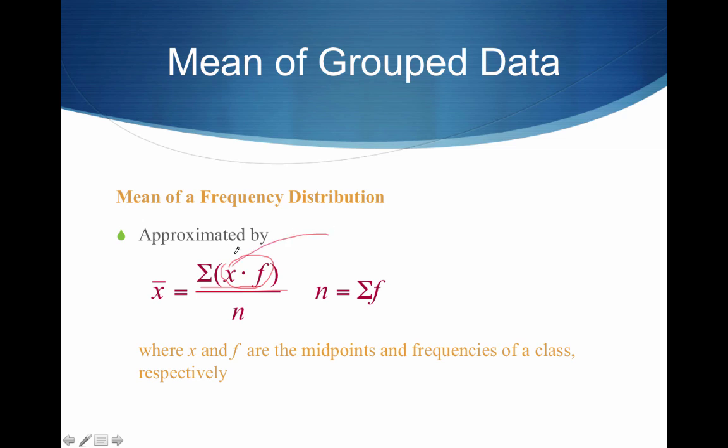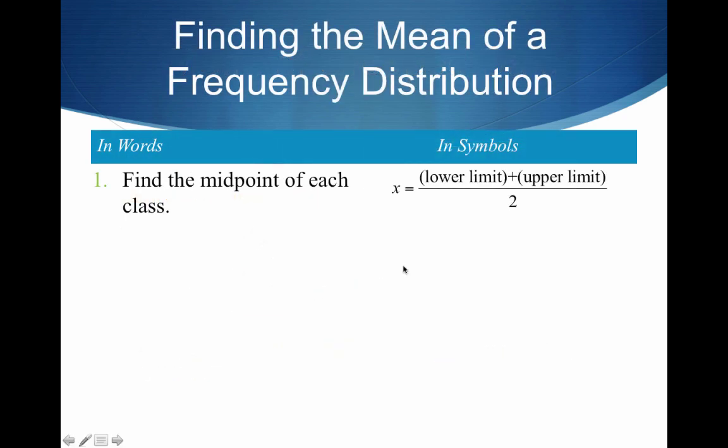This x is going to be the midpoint of the class. So again, we're going to use the midpoint of the class and the frequency of the class. We're going to multiply the midpoint times the frequency, add them all up, and divide by the sum of the frequencies. So I'm just going to review a little bit the words and the symbols here.